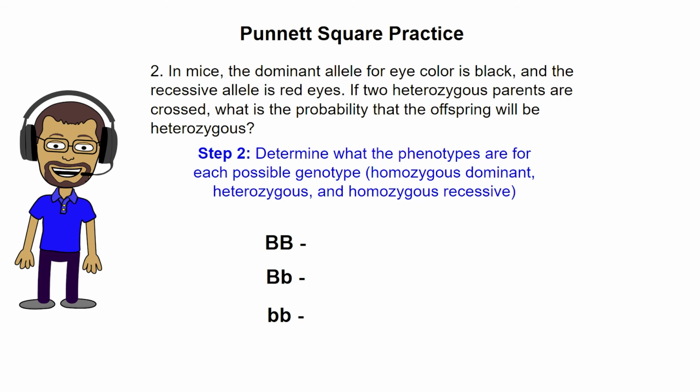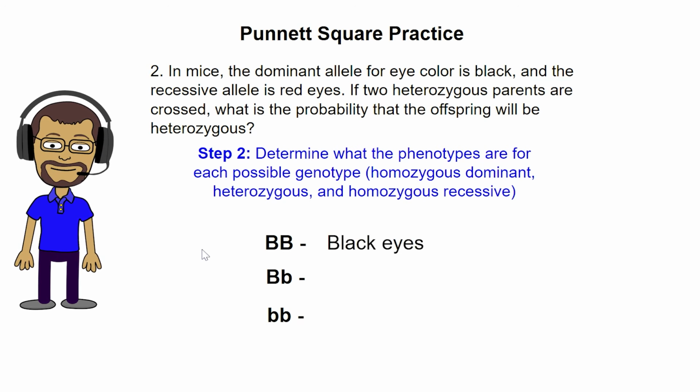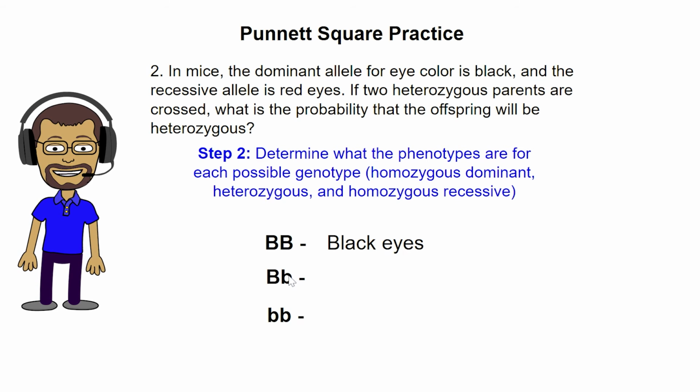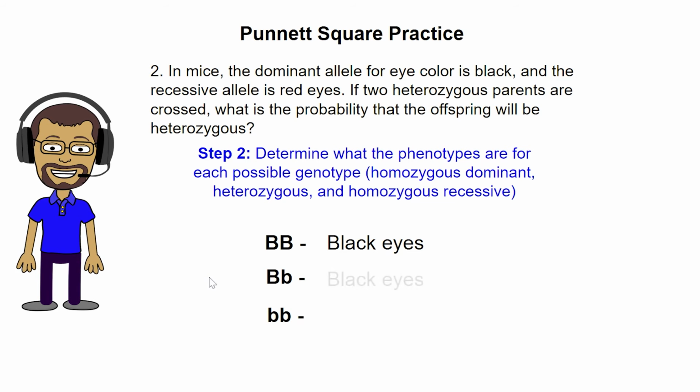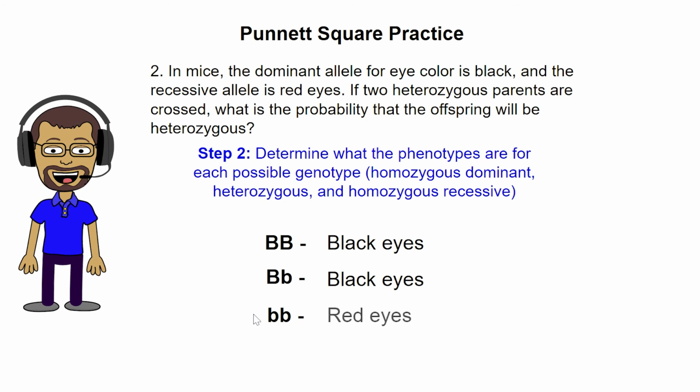If someone is big B, big B in this case, the mouse is going to have black eyes, right? Because the dominant allele is black eyes. If somebody is big B, little b, or heterozygous, since it has that dominant allele, the dominant allele is going to overpower the recessive allele. So again, it's also going to have black eyes. And then if an individual is little b, little b, well, there's no allele there for black eyes, so they're going to end up with the recessive allele, which is red eyes.